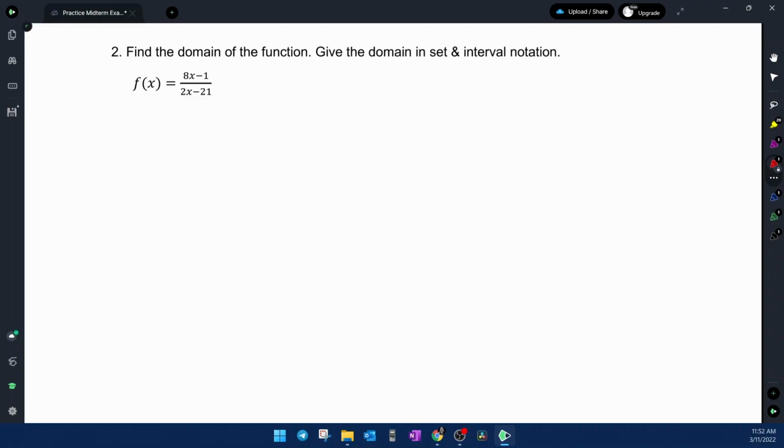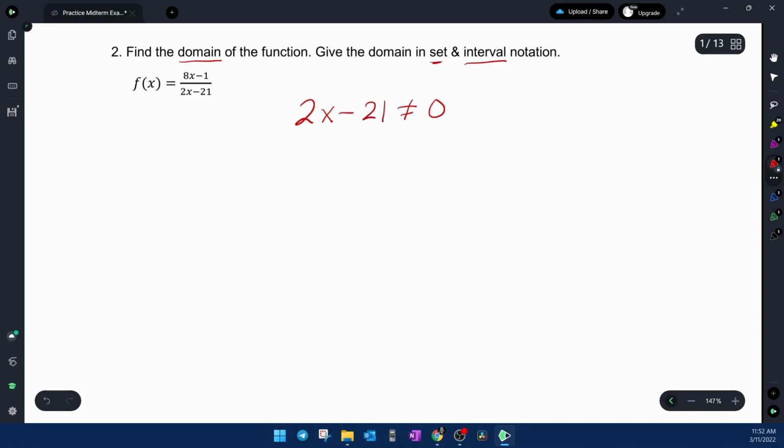Next, number 2. Again, we need to find the domain of the function given in both set and interval notation. This time you need to notice that you do have a rational function, and the restriction says that the denominator cannot be equal to 0. That is the restriction. Then you need to solve for x.